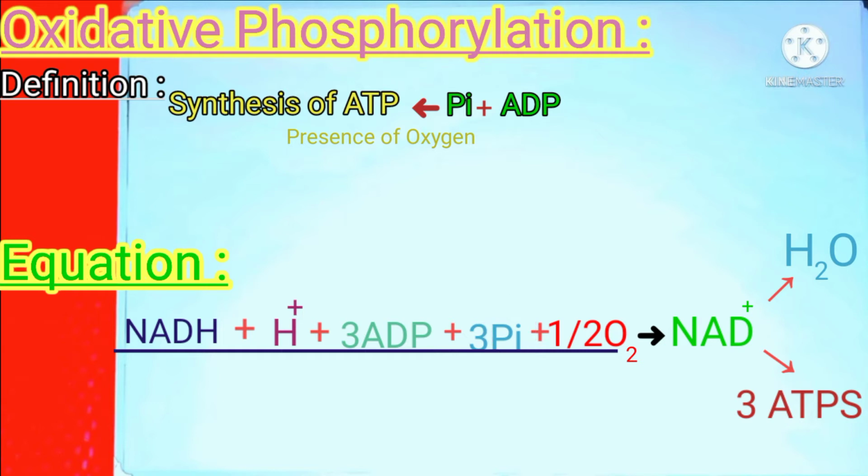This molecular mechanism of oxidative phosphorylation is associated with the electron transport chain, that is the respiratory chain. This respiratory chain is present in the inner mitochondrial membrane. The mechanism of oxidative phosphorylation is chemiosmosis. Therefore, next we will understand chemiosmosis.